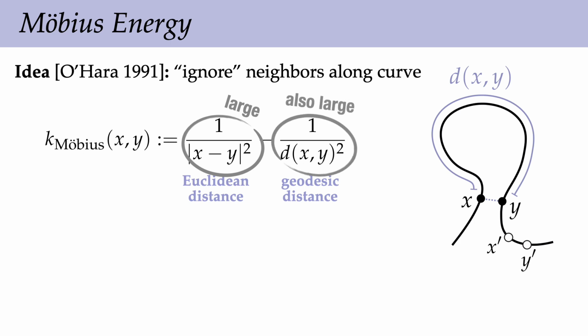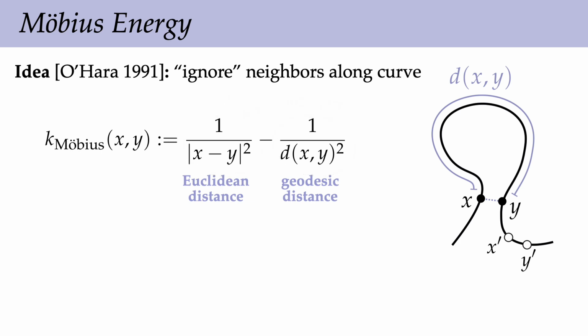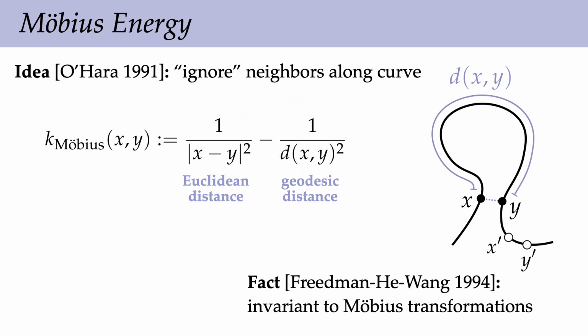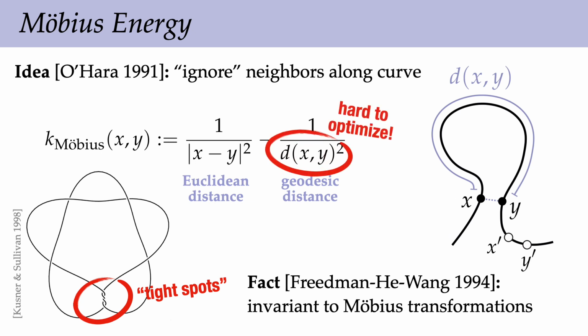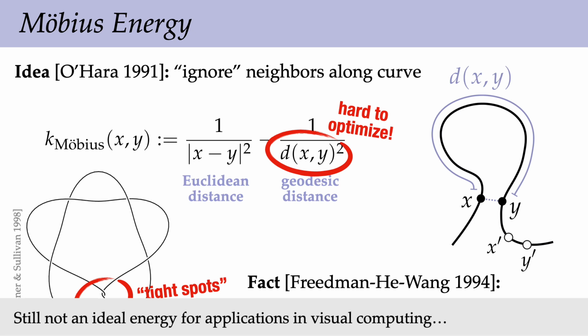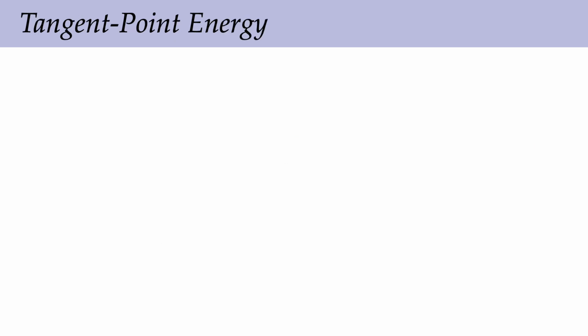Okay. However, this energy still has a couple of drawbacks. One is that it's Mobius invariant, and in particular, it's scale invariant, which means that we can't always see tight spots where the curve is actually very, very close to itself. Another, which is going to be super important for surfaces, is that geodesic distance is expensive to compute, but also very hard to optimize. So this is still not really an ideal energy for applications in visual computing.